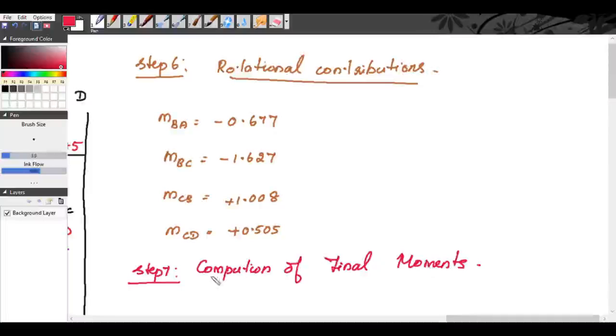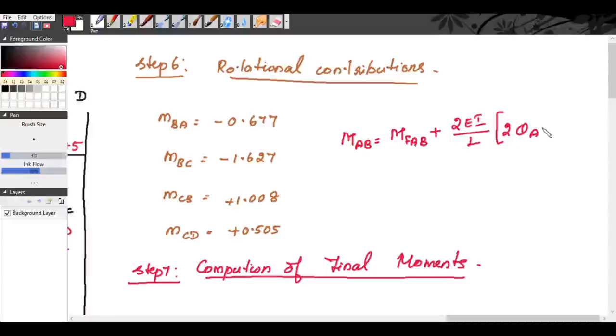So how will we find our final moments? See, I have told you in detail in the last class, in the theory part, that Kani's method and moment distribution methods are extensions of slope deflection equations. We know the slope deflection equation: MAB is equal to the fixed end moment at A when the far end is B, plus 2EI by L into (2 theta A plus theta B). Right? So this is our slope deflection equation.